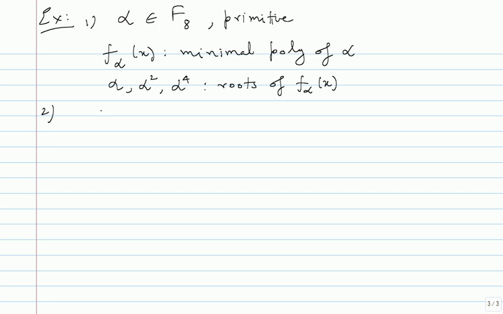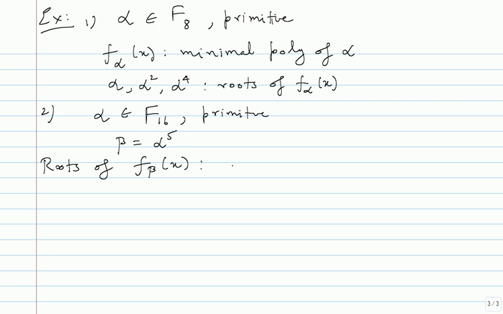Second example: I'll start with alpha belonging to F16, which is primitive. Then I'll take beta to be, what shall we take it to be? We'll take it to be alpha power 5. Then I want to look at the roots of f beta of x. Beta is a root, and what else is a root? Beta square is a root. What happens when you raise beta to the power 4? You come back to beta.